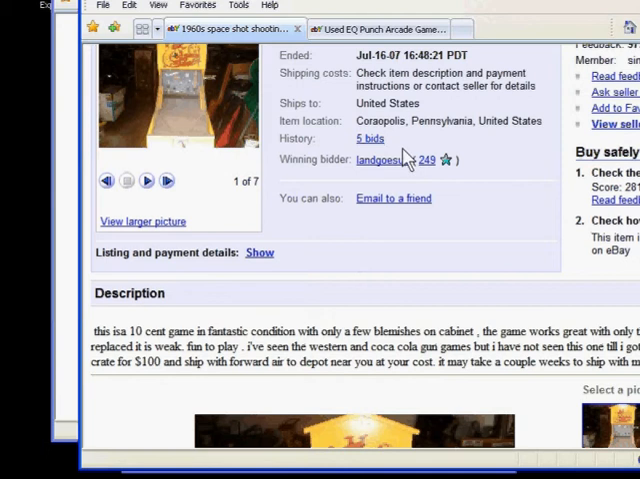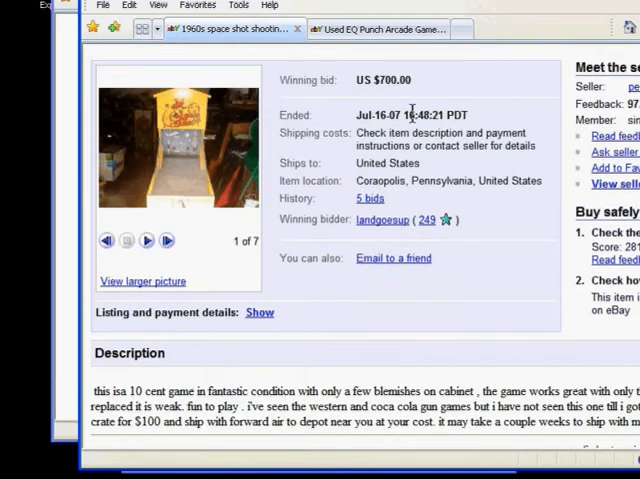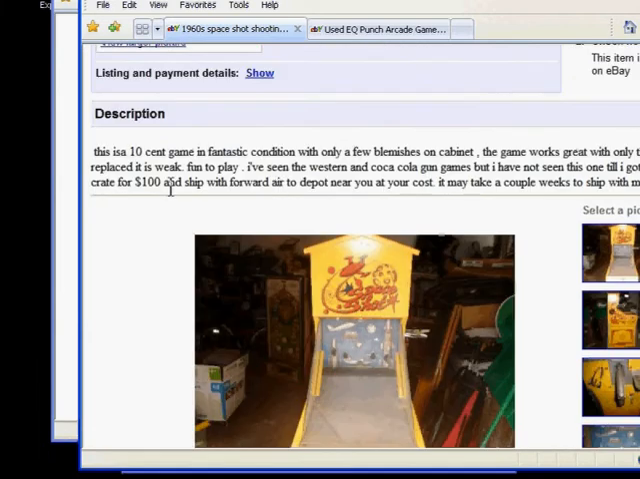We can see that there were 5 bids placed on this item, and the final closing price was $700. So I scroll down and I look at the description. It says this, with a lowercase t, is a, one word, 10-cent game in fantastic condition, only a few blemishes, and instead of ending with a period, he uses a space and a comma and a space. The game works great with only the coin mech, then a period.